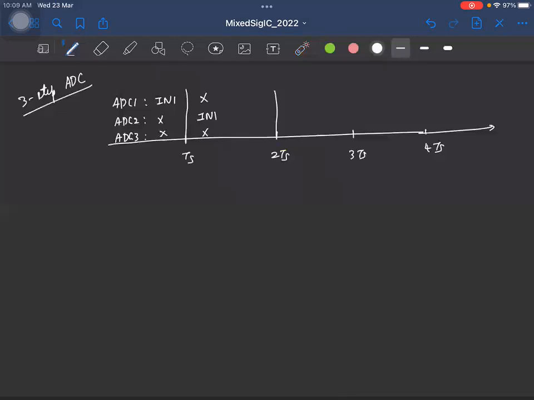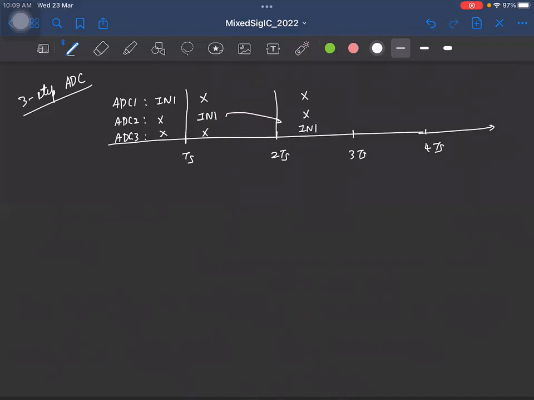Now, in the third clock cycle, again, the first ADC can be idle. The second ADC would have finished processing the quantization noise, which is anyway the estimate of the input. And this gets passed on to the third ADC. Is that fine? Again, we can keep the second ADC idle here.